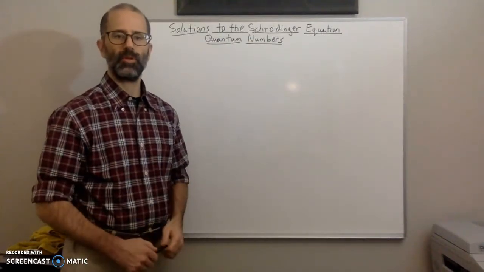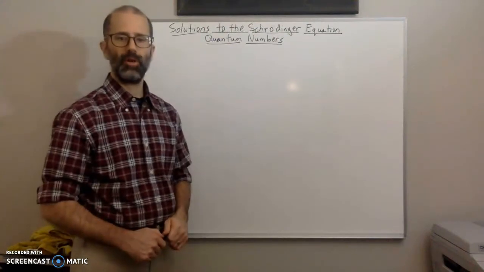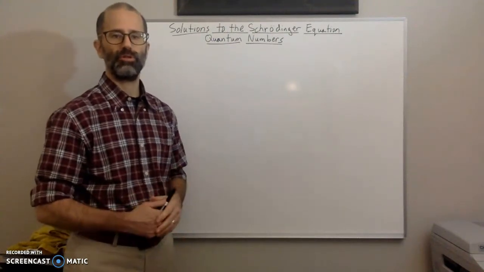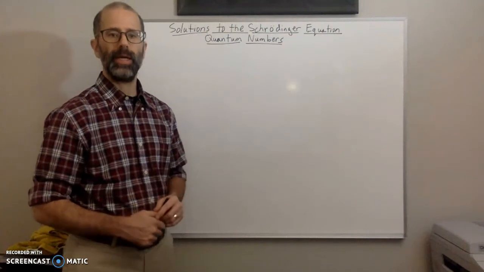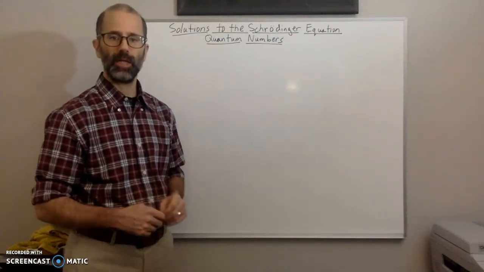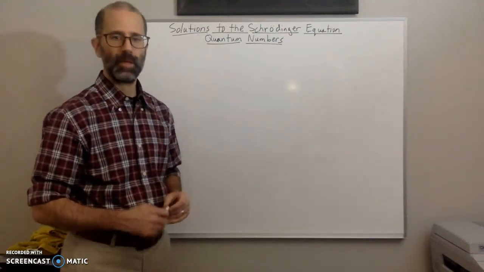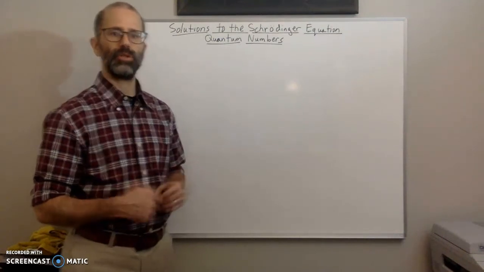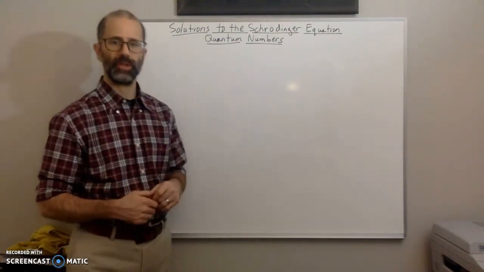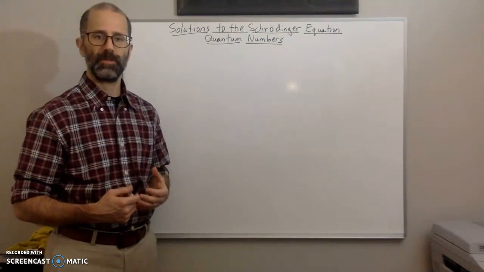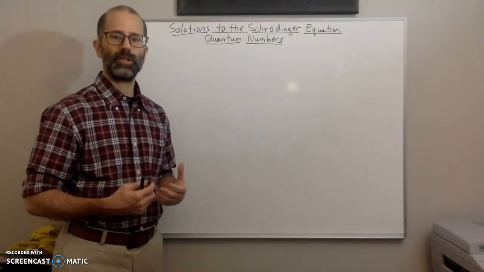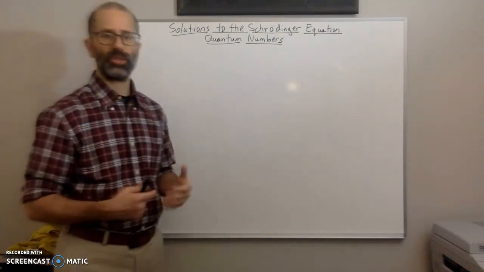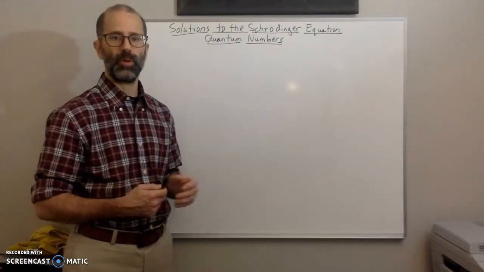My name is Mr. Cobalt, and in this video I'm going to be talking about solutions to the Schrodinger equation, and specifically I'm going to be talking about the quantum numbers. When we talk about solutions to the Schrodinger equation, we're talking about wave functions. The wave functions themselves are the solutions, and there are many solutions to the wave equation.